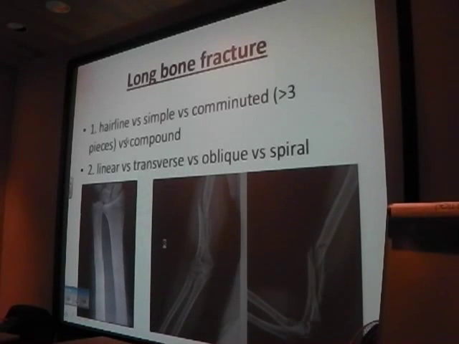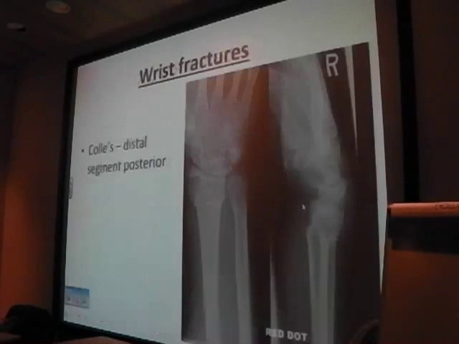Long bone fractures, you have to know how to describe them and not much more than that. So hairline versus simple versus comminuted versus compound if it comes out of the skin. If it's linear, if it's transverse, if it's oblique, or if it's a spiral. So you can tell me what this picture just here is. How would you describe it? Simple and... Yeah. This one? Middle one? Comminuted, spiral, yep. And finally over here? Exactly. So that's probably a compound comminuted spiral fracture.